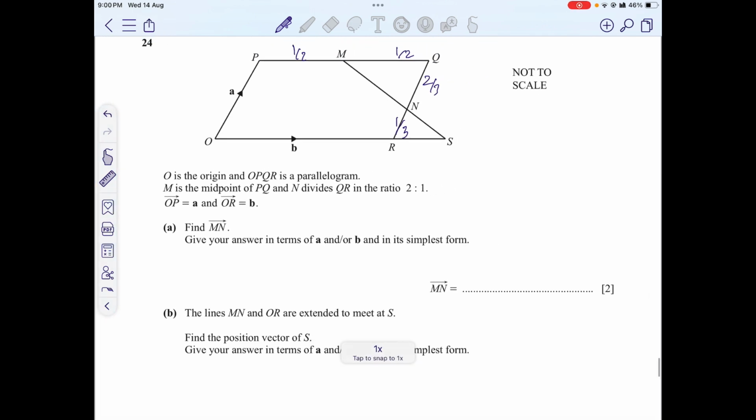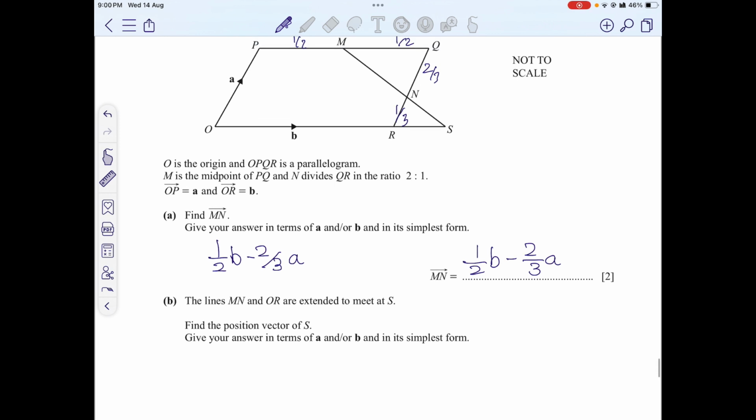Now, to go from M to N, I would need to go from M to Q, and M to Q is basically half B. Then, from Q to N, QR is A, so Q to N would be 2 by 3 A. A very simple question: half B plus 2 by 3 A, and there are 2 marks for this.